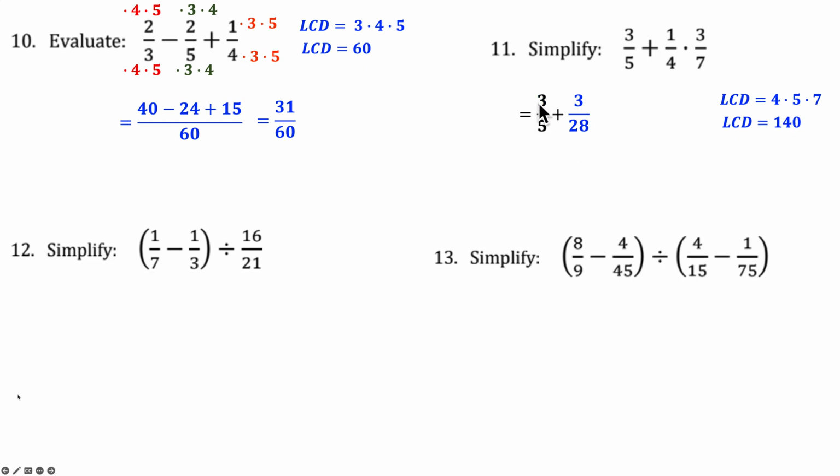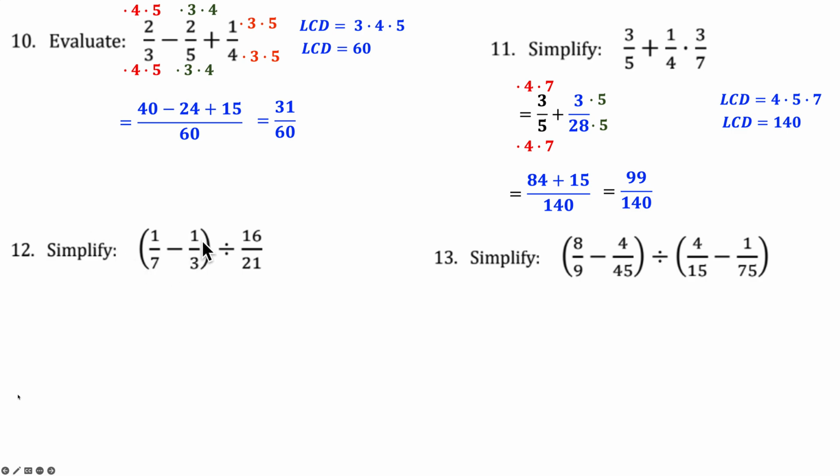Multiply the 28 top and bottom, or 4 and 7, however you want to say it. Multiply the 5 top and bottom. But 140, and we're going to have 4 times 7, that's that 28, times 3 is 84. 3 times 5 is 15. Add that together to get 99 over 140.